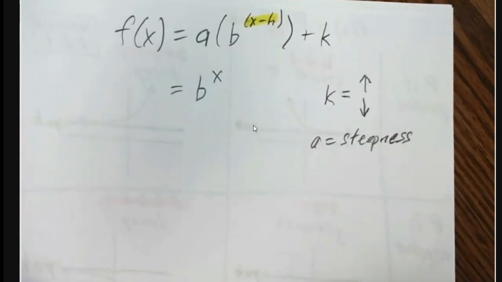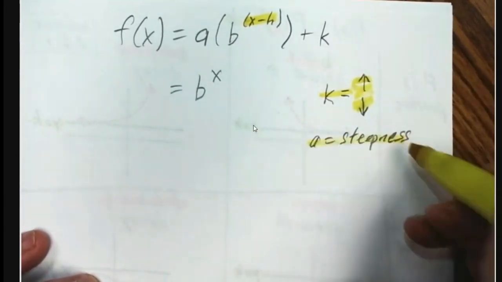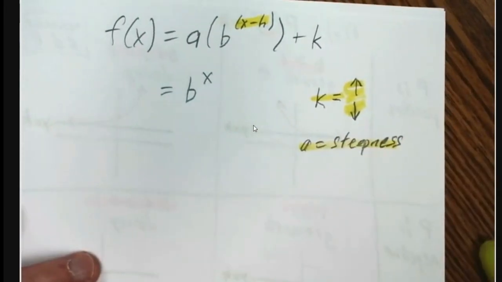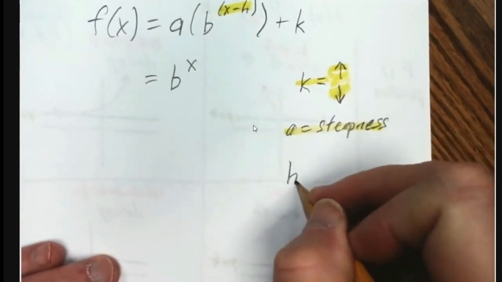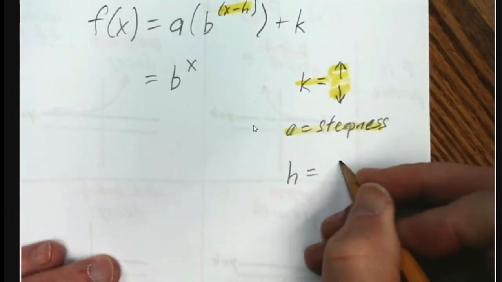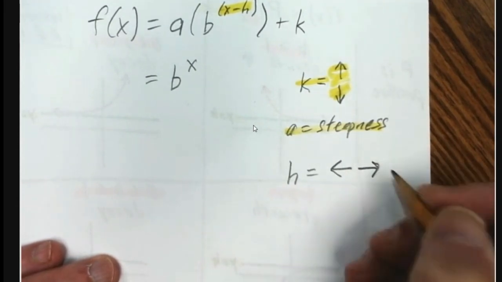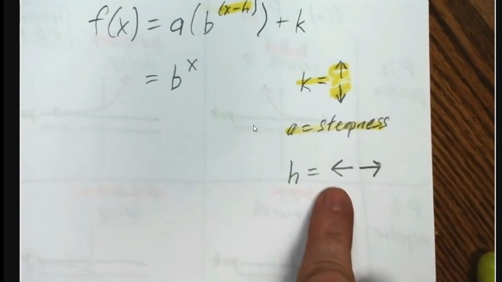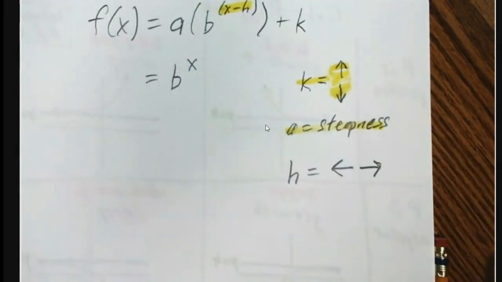Just like before, so k is up and down, a is steepness, h, just like it did with quadratics and third power, is left and right. H moves it left and right. Let's play with that on Desmos.